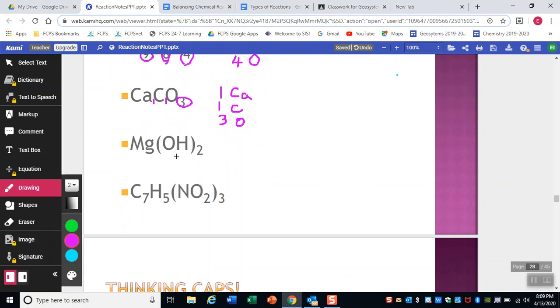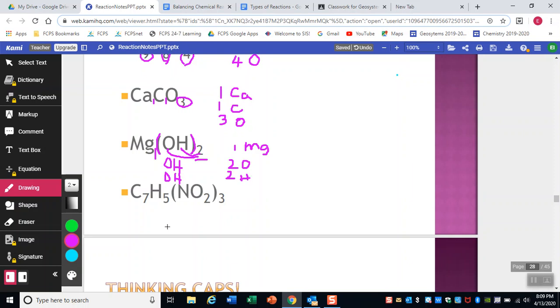Now I've got magnesium hydroxide. So I have 1 magnesium. And this 2 is outside these parentheses, so that means I have 2 hydroxide ions. So that doubles the oxygen, so I have 2 oxygens, and it doubles the hydrogen, so I have 2 hydrogens.